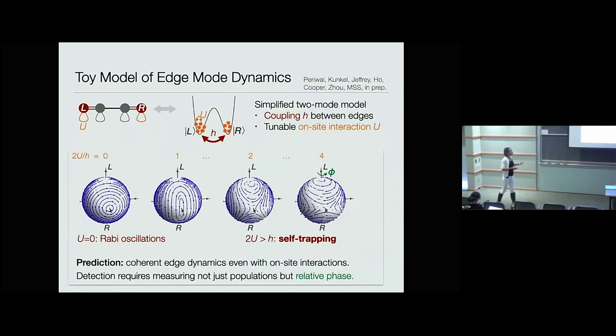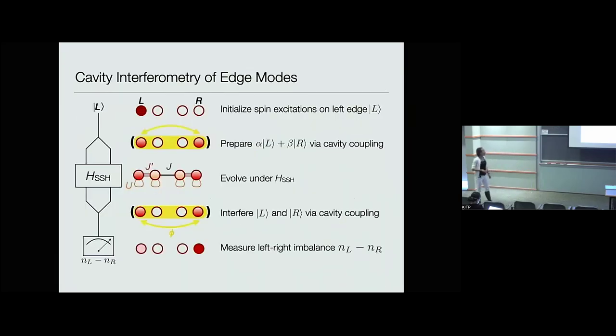But to really check the picture, it would be nice to measure not just the population dynamics, but also the relative phase between the two edges. And so a fun thing that we can do in the cavity is say, let me actually use my non-local coupling to directly form an interferometer that couples the left and right edges of my SSH chain. So we prepare some spin excitations on the left edge. We use the cavity to essentially form a kind of beam splitter where those excitations can hop to the right edge. We then evolve under this SSH Hamiltonian and do one more beam splitter operation mediated by the cavity.